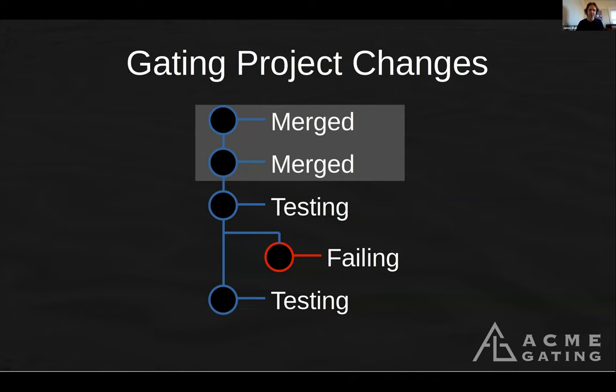We restart the jobs for the third change, and so this change at the bottom of the screen, we restart its jobs with the first change and the third change, but not the second one. So this is how Zuul maintains this queue of changes to be merged, and runs the test jobs for all of those in parallel.